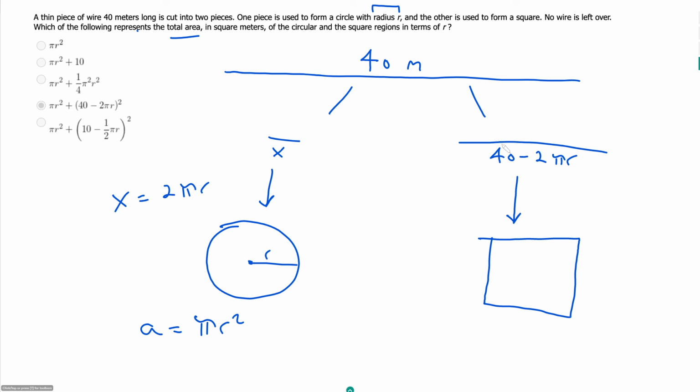So we bent this piece of wire into a square, right? If this had a length of 40 minus 2 pi r, and a square has 4 sides that are all equal in length, each side of our square should be (40 minus 2 pi r) divided by 4. What is that? That is 10 minus 1/2 pi r.